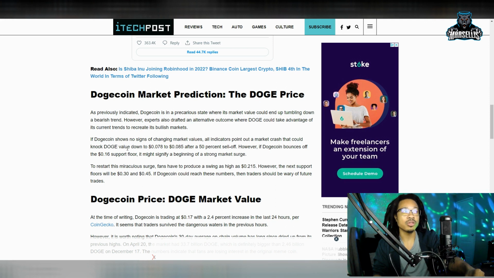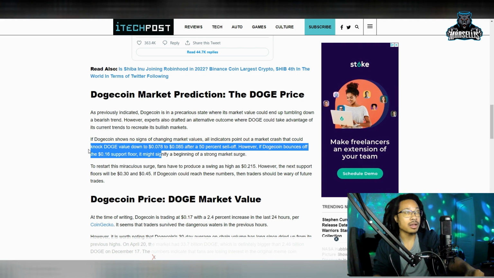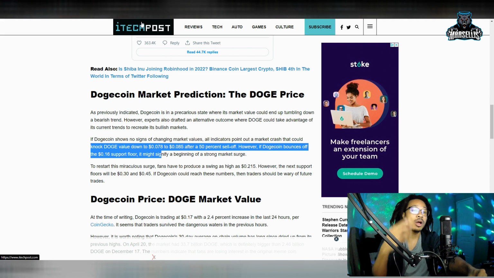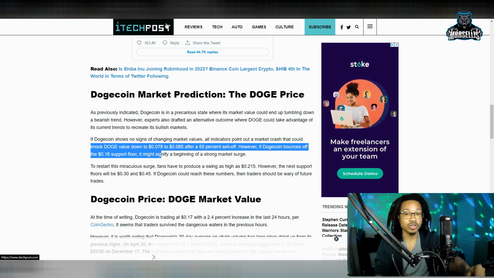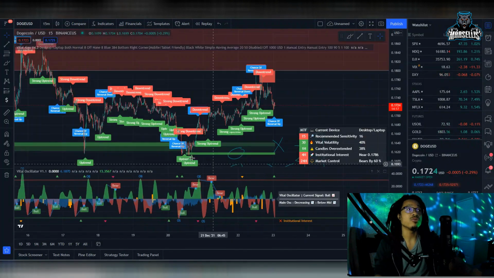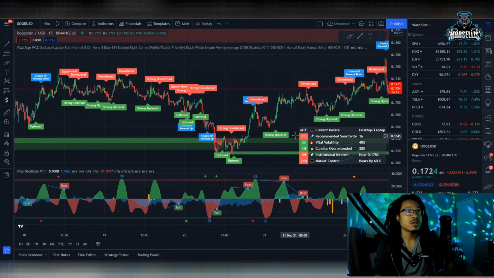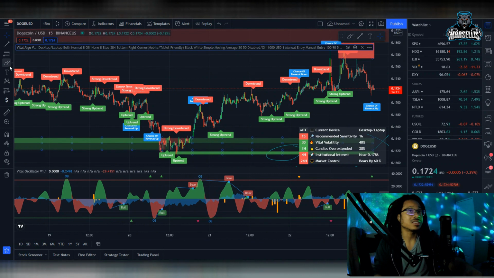So, they're saying, look, if we go below 16 cents, this is going to be very bad. But if we hit 16 cents and then we just end up bouncing off of it, going on an uptrend, then this is going to be a strong surge inside of Dogecoin if we see a huge uptrend coming from there. And you already saw it happen once.